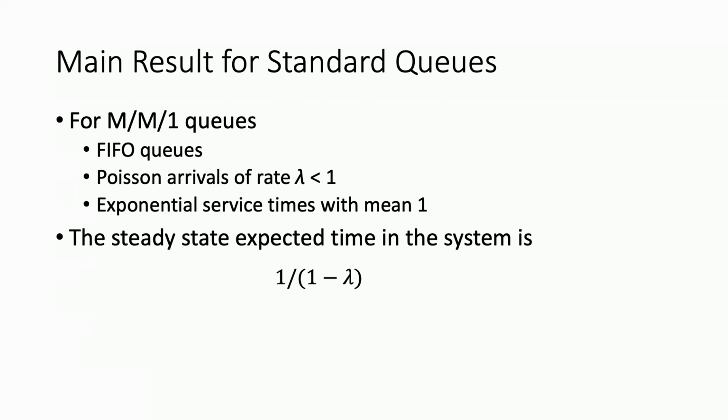The standard result is for what are called M/M/1 queues, where M stands for memoryless. That says exponential arrival times, exponential service times, and a single server. If you have first in, first out queues, and the arrival rate lambda is less than 1, and we'll just scale things so the service times have mean 1, then the steady state time in the system is this beautiful equation of 1/(1 minus lambda), right?